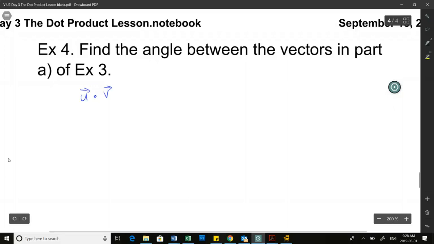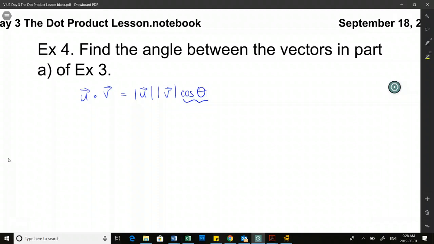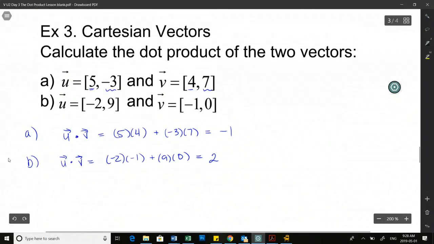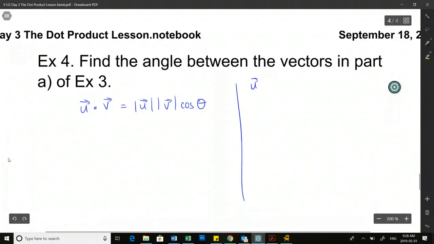So the geometric dot product is equal to the magnitude of u times the magnitude of v times the cos of the angle between them. And this component right here is what I'm interested in solving for if I want to know the angle between these vectors. Now, magnitude of a Cartesian vector. How do I find it if my u vector is 5, -3? Does anyone remember how we can find the magnitude of this vector?